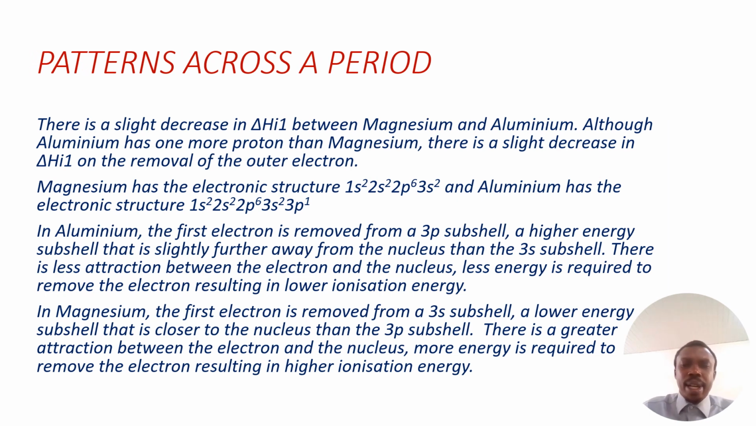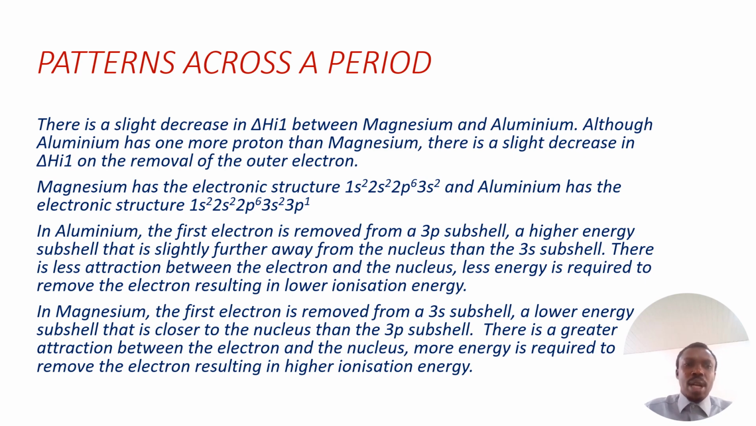So considering period 3 elements, there is a deviation from the trend between aluminium and magnesium. We want to see why the first ionization energy of aluminium is lower than that of magnesium, or why the first ionization energy of magnesium is higher than that of aluminium. There's a slight decrease in the first ionization energy between magnesium and aluminium. Although aluminium has one more proton than magnesium, there's a slight decrease in the first ionization energy on the removal of the outer electron. Now, if you look at the electronic configuration of magnesium, it's 1s2, 2s2, 2p6, 3s2.